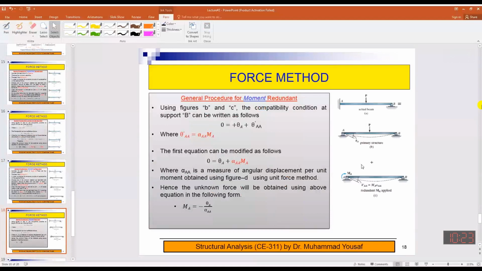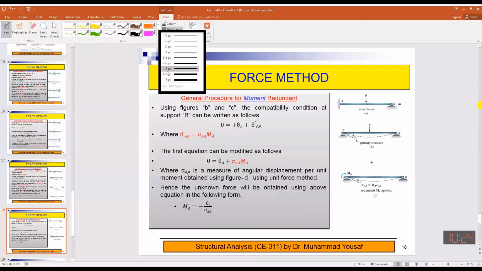What is the reason? Because in the actual structure the beam is stable, determinate and stable. There is no deflection or rotation at this point. Okay, at point A. So the sum of this theta A and theta AA should be equal to 0. And at the end you will see that the moment comes out to be negative.